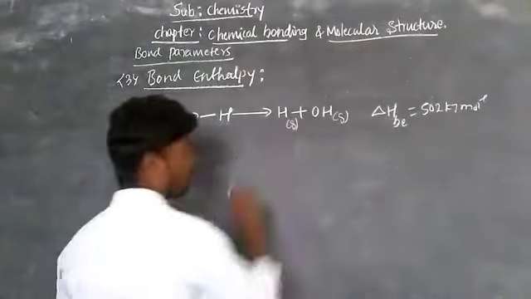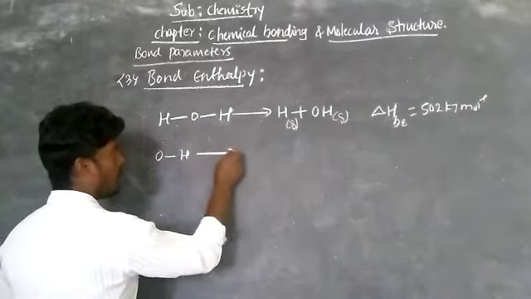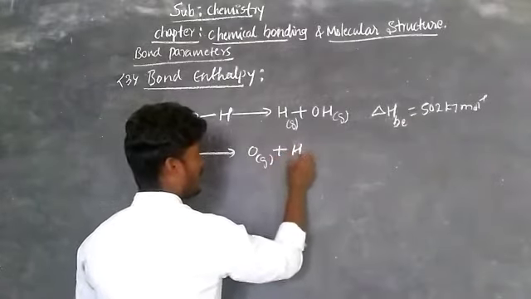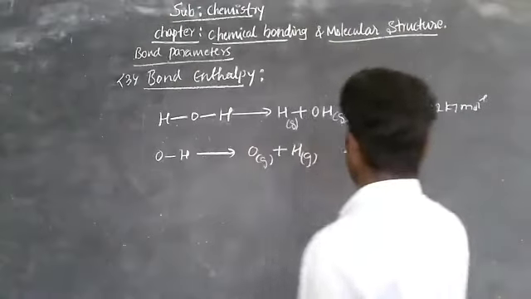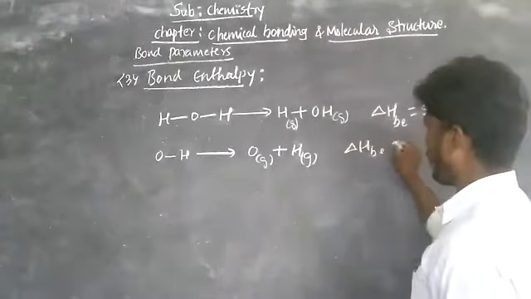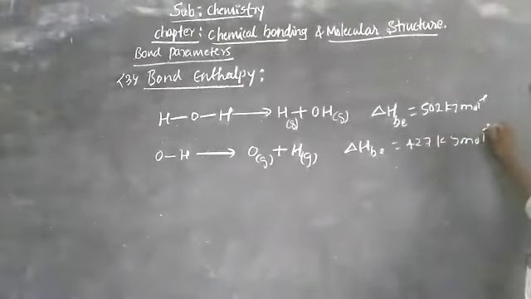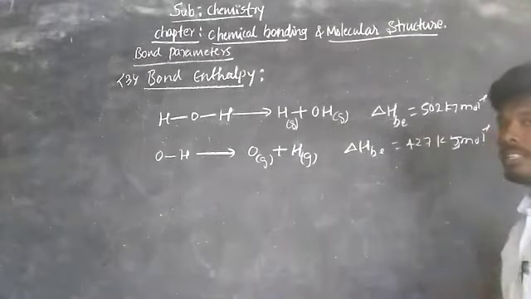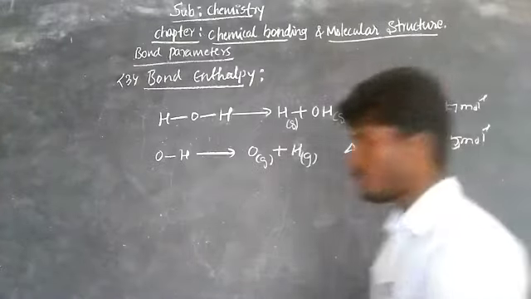Similarly, now one more O-H bond is there in O-H, that is O bond H. Now to cleave this O-H bond, you get O gas plus hydrogen gas. Here delta H of bond enthalpy is equal to 427 kilojoules per mole. This amount of heat energy is required. Either it will be less or more, that doesn't matter. Totally the energy varies. Okay. Now we get the concept of average bond enthalpy.